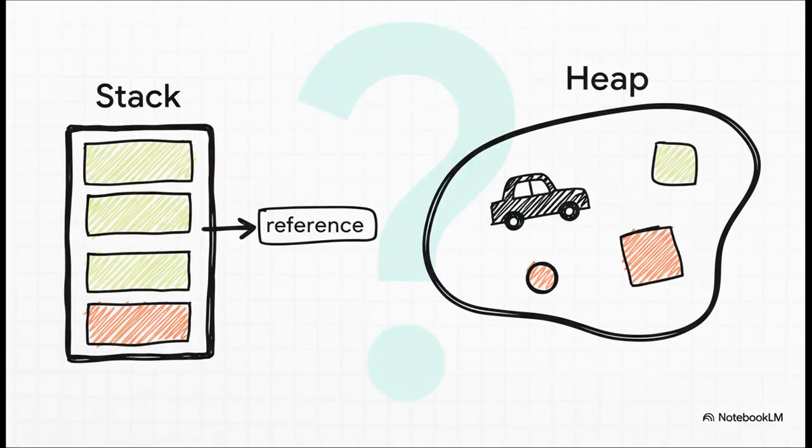Okay, let's just jump right in with the question. You've probably typed new thousands of times, right? New car, new string, whatever. But where does that car object actually go? What corner of the computer's memory does it live in? That's the exact mystery we're about to solve.